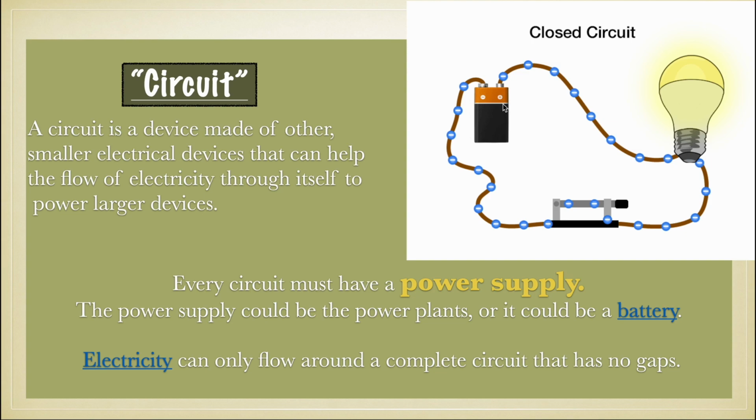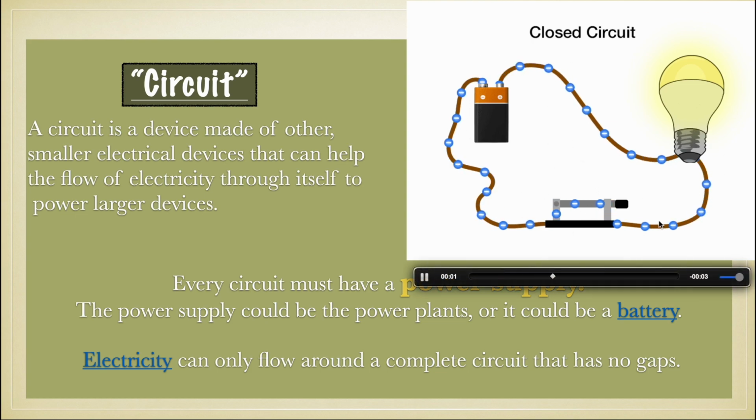And electricity can flow only when there are no gaps in between. For example, in here, you see this is a closed circuit. That's why the electricity is flowing. But when there is a gap, it becomes an open circuit.